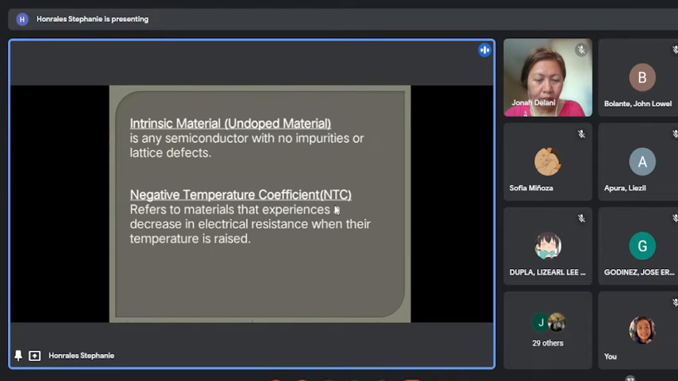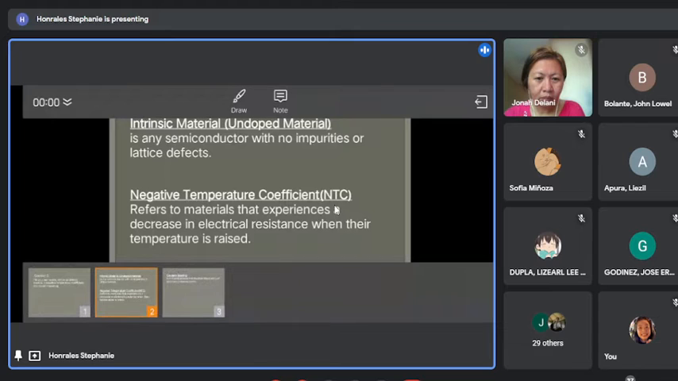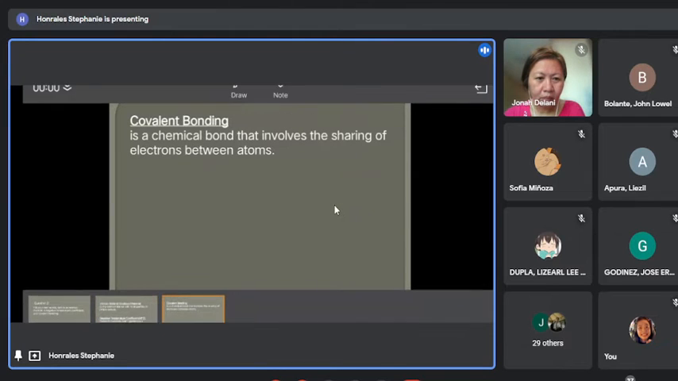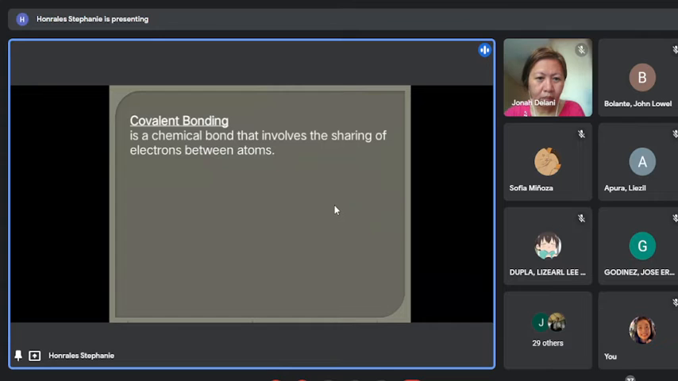So negative temperature coefficient refers to materials that experience decrease in electrical resistance when their temperature is raised. So most semiconductors, when heated, their resistance decreases. So that's a negative temperature coefficient. So lastly, covalent bonding, it is a chemical bond that involves sharing of electrons between atoms. So that's it, Miss.